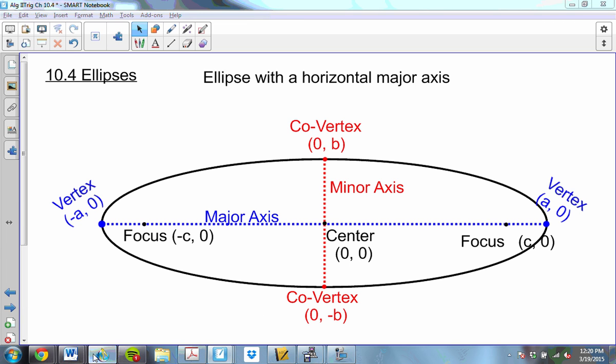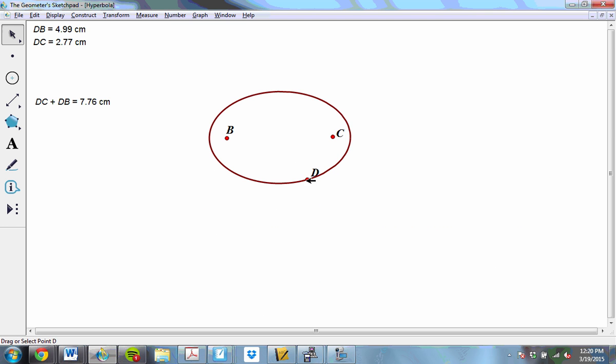We can talk about ellipses like we did parabolas. Here's a point D on the ellipse. Now the ellipse has 2 foci, a focus here at B and a focus here at C. If I measure the distance from D to B, right now it's almost 5 centimeters. And if I measure from D to C, right now it's 2.7.